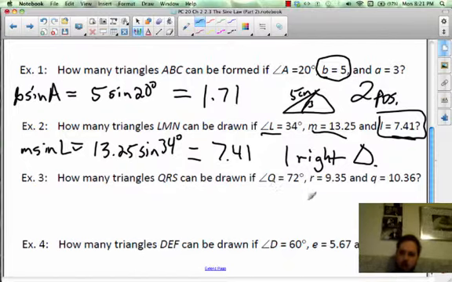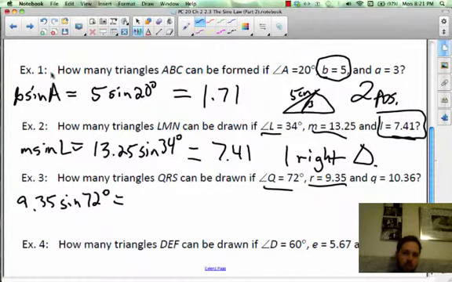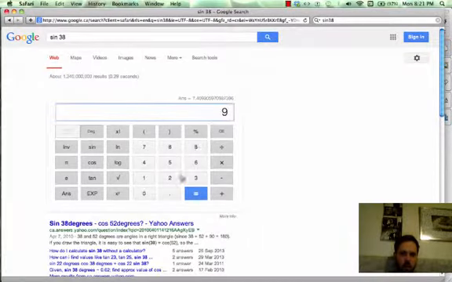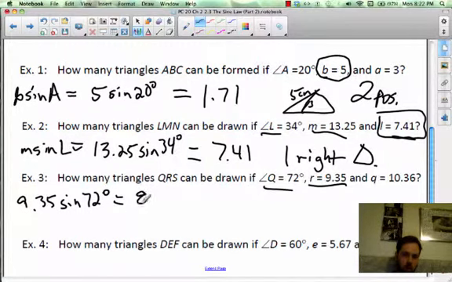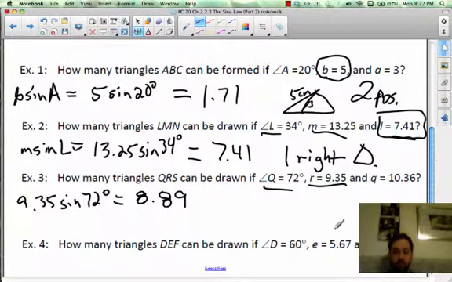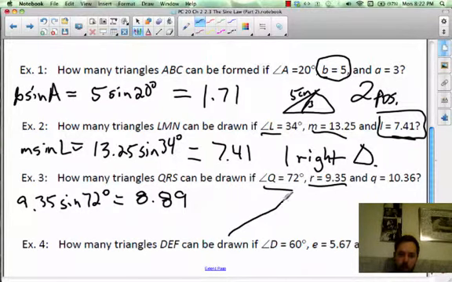How many triangles QRS can be drawn? Same situation, do the same old test. So let's go R sine Q, so 9.35 sine 72 degrees equals 9.35 sine 72, and we get 8.89. So we'll go 8.89. And q is 10.36. So here is our situation.